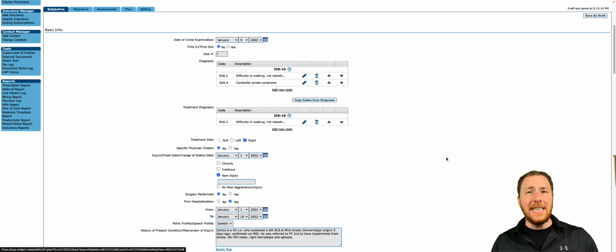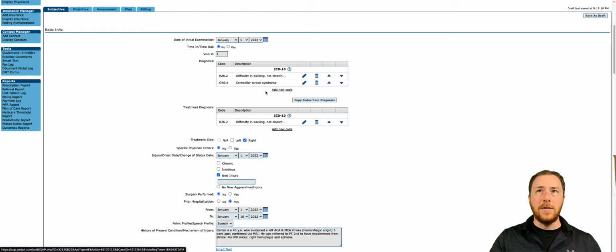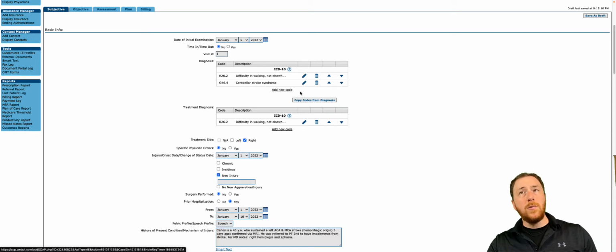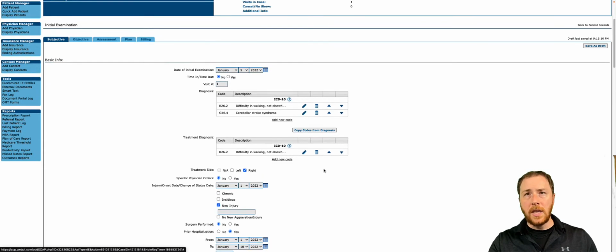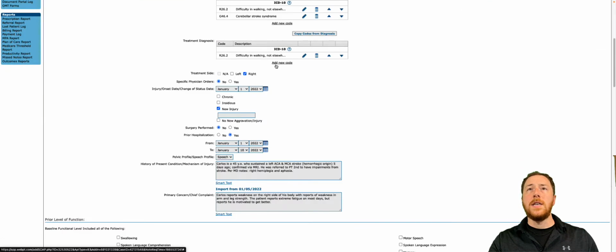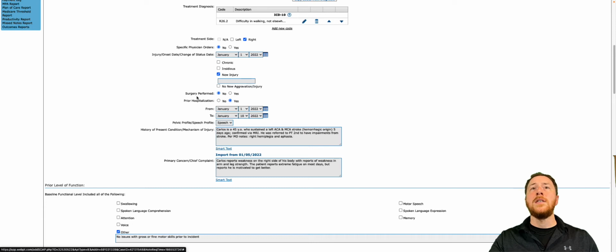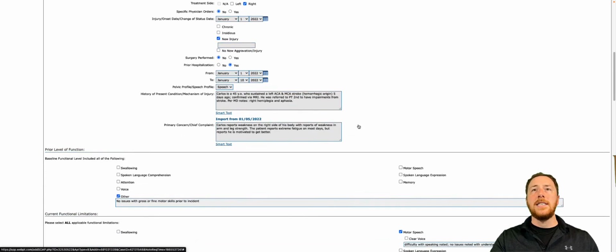From an ICD-10 code, every place can be a little bit different. You always want some type of physical therapy diagnosis, but also bringing in a little bit of that medical diagnosis as well. Some places want you to stay away from medical diagnosis, but some insurances require that as well. So going further down, treatment side is important. Some issues, when did it happen, were they hospitalized, etc.